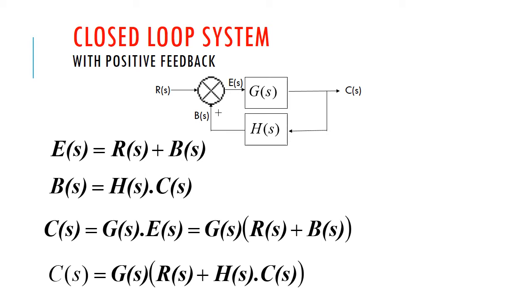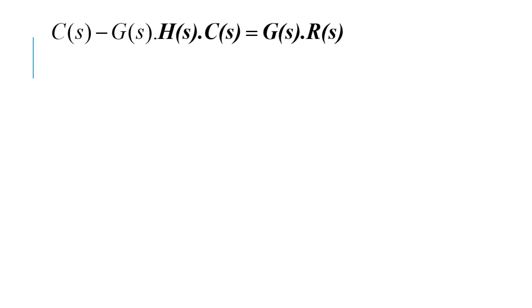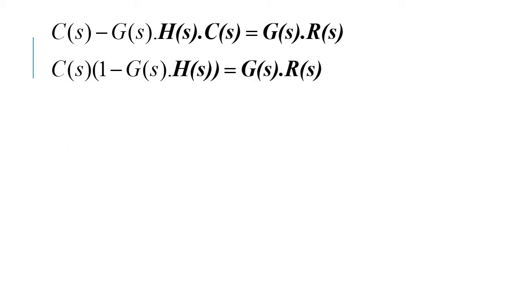Now we can multiply this G of S in this. After multiplication, we can take the C of S term to the left hand side. In this, C of S is common. So take out C of S common and the remaining term is C of S into 1 minus G of S into H of S is equal to G of S into R of S. From this we have to calculate the transfer function.